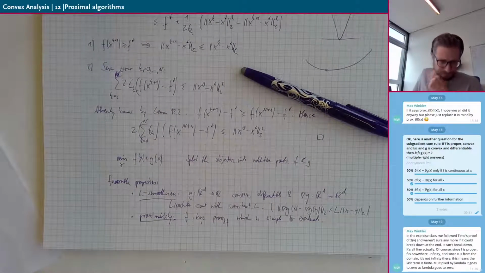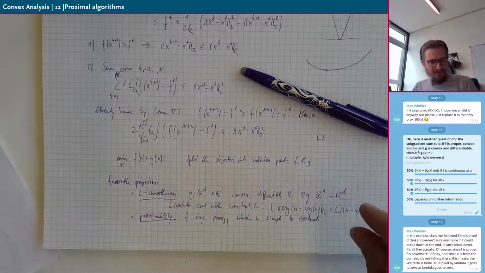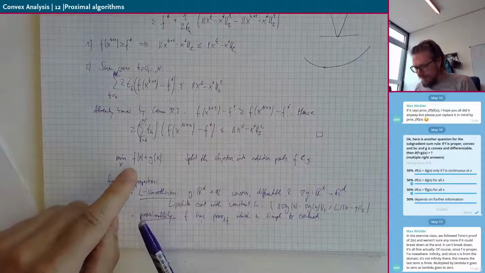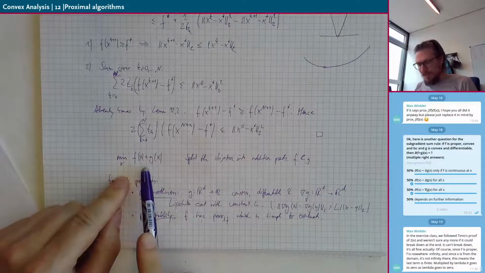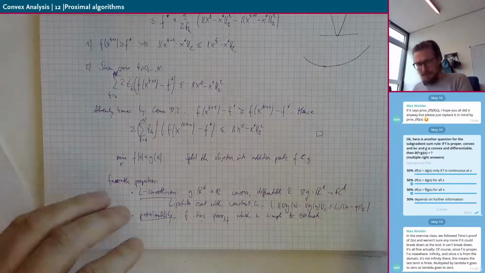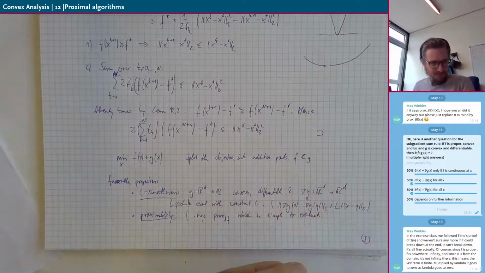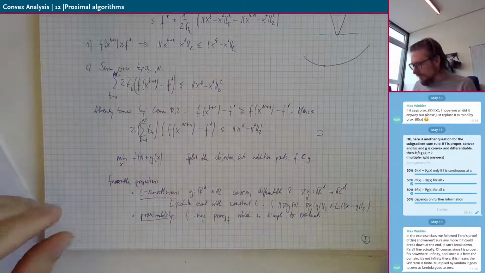So these are two favorable properties, and we're going to consider the case: what if we have both? If this is proximable and this is L smooth, can we get something nice out of it? The answer is yes, but I think we should do the break now.